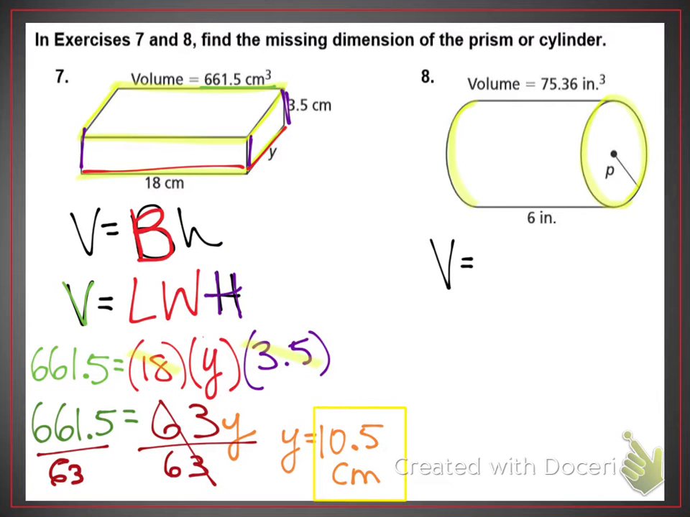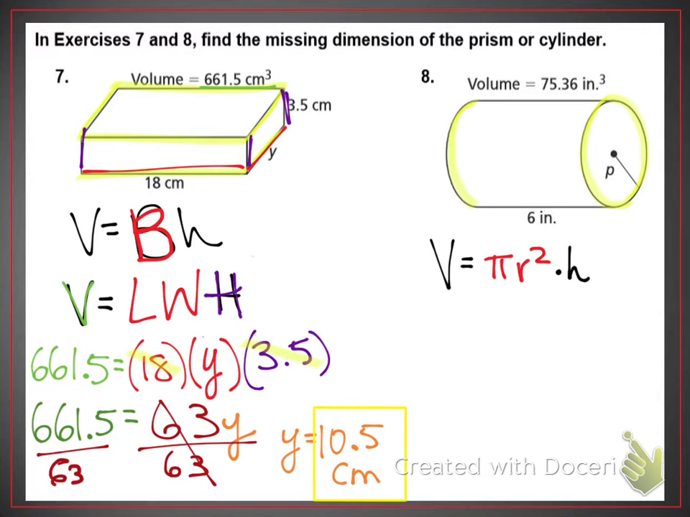All right, so I'm just going to reference this. I'm not going to rewrite it. We're finding a very specific part of the cylinder. So instead of writing area of the base times the height, we are going to plug in the area of the base formula. What is the base formula for a cylinder? Pi r squared. And then still times the height.